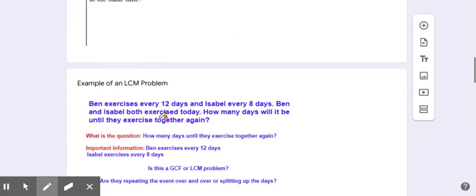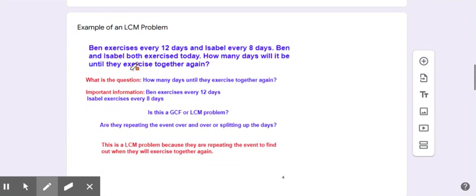Next note here is actually an example of an LCM word problem where you have two people. Ben, he exercises every 12 days. Keyword is every. That means this is an event that repeats. He's doing it over and over again. So is Isabella. She exercises every 8 days. Okay, so we have events that are repeating. This is going to be an LCM word problem. Okay, and that's basically what this is saying down here. This LCM, because they are repeating the event to find out when they will exercise together.